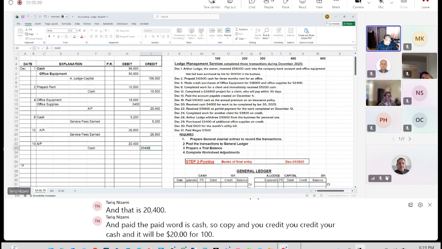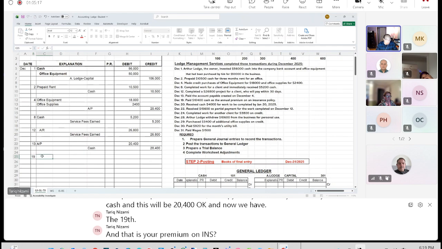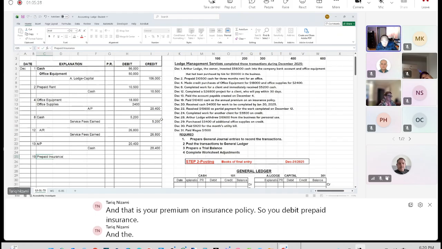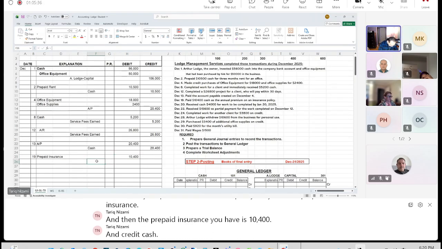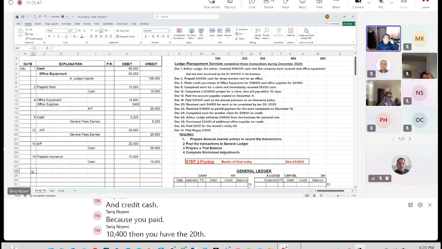Okay, and we have the 19th. That is your premium on insurance policy. So you debit prepaid insurance, and the prepaid insurance you have is 10,400. And credit cash, because you paid 10,400. Then you have the 20th, received cash 4,000.